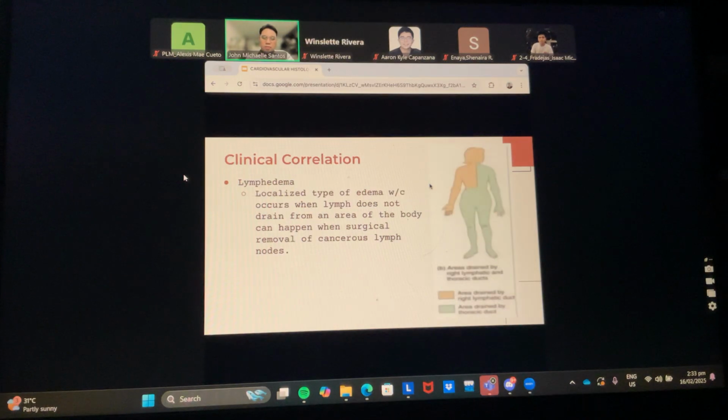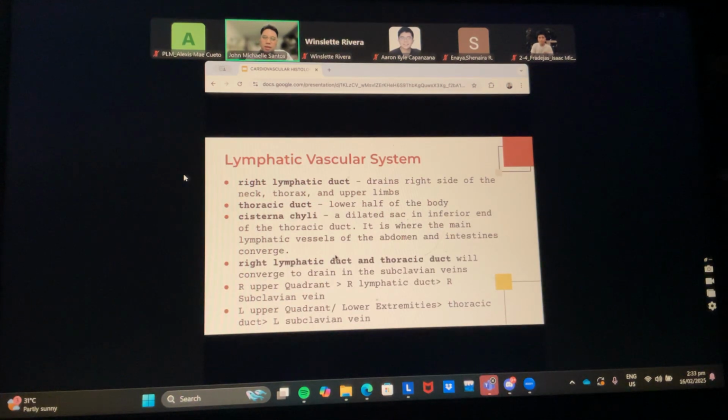Or, saan naman yung picture? Ito. The yellow one, this is drained by your right lymphatic duct. And then the green one is drained by your left lymphatic duct and your cisterna or your thoracic duct. Ayan. Lower half of your body.